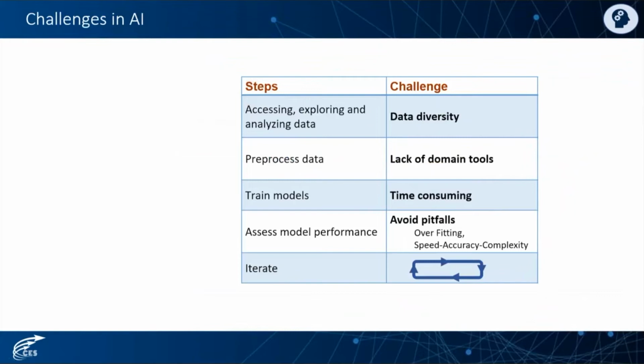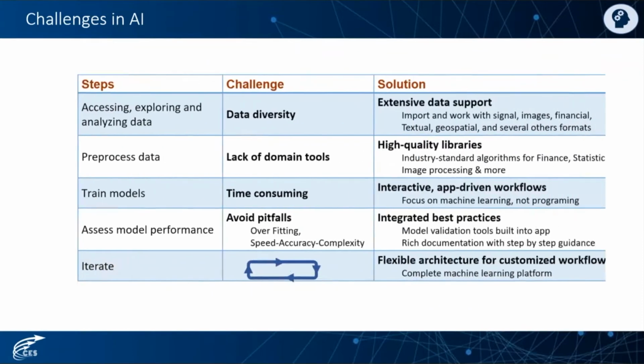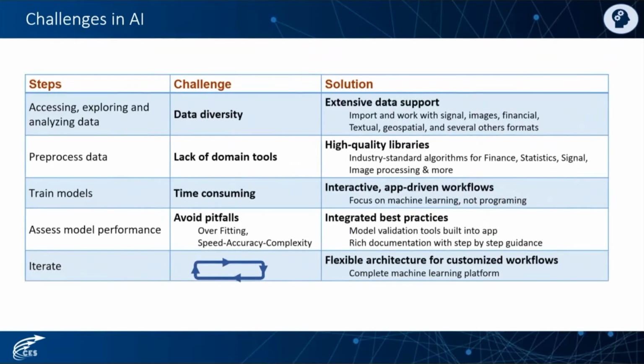We have seen multiple challenges related to the implementation of AI systems, from the data diversity, the lack of domain tools, the time needed to train different models, as well as the optimization and the different iterations it needs to build such an algorithm. MATLAB helps you solve these different issues by providing you with extensive data support, high quality libraries that fit directly with domain tools, interactive apps that help you build your models and train them in a time efficient manner, as well as the ability to integrate best practices and flexible architectures throughout your model.